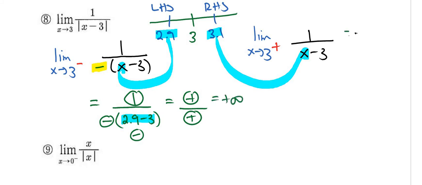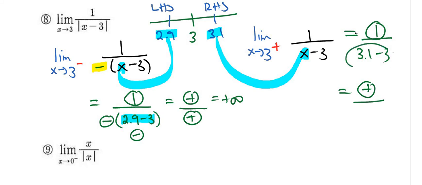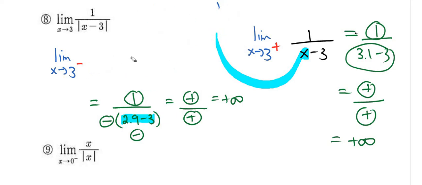If I go ahead and insert 3.1 into my right-hand limit, I get 3.1 minus 3. I don't care about the numerical answer. All I care about is that the numerator is positive, and the denominator here is positive as well, so that will be positive infinity. So finally, you can conclude that after all this work, this answer here is going to be positive infinity, because the left-hand limit and the right-hand limit approach positive infinity.